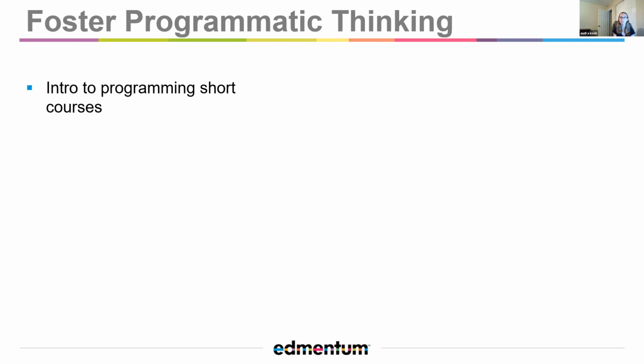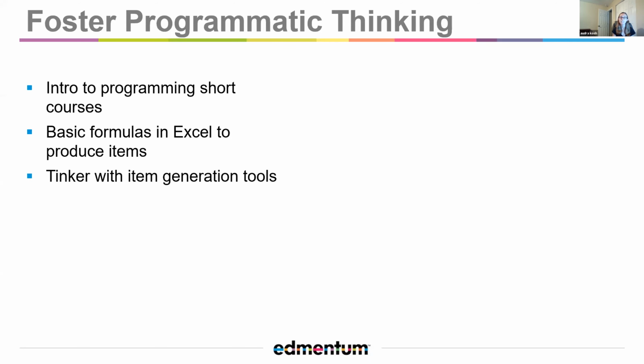How can this item model be written in a way that a computer can produce items from it? You can also have people use Excel to play around with making item models, whether it's formulas or taking things from lists and swapping them around. That's an easy tool that we all have with no investment. My personal favorite is to tinker with item generation tools. So if your testing organization does have some type of proprietary or licensed tool, it's super fun and helpful to get the SMEs in there just playing with things.